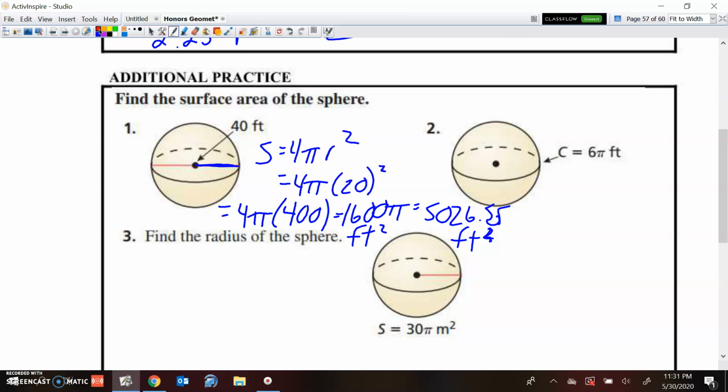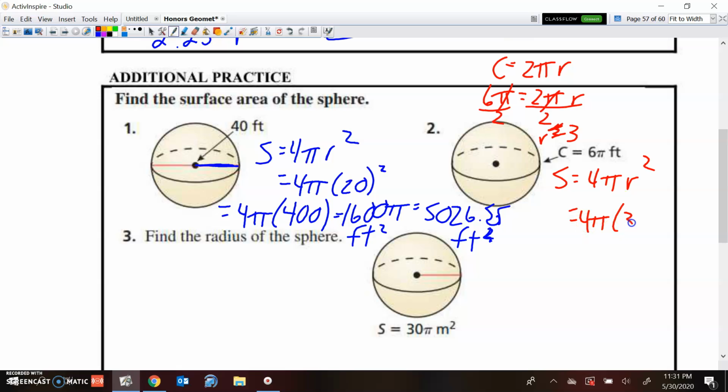Okay, let's do number 2. Here they're giving me the circumference, so I'm going to do a little bit of back work. Circumference of a circle is 2 pi r, so circumference here is 6 pi. My pi's are going to cancel. It's always nice when that happens. Divide by 2, so the radius is 3. So now I can substitute that into 4 pi r squared. 4 pi 3 squared. 4 times pi times 9, which is 36 pi feet squared, which is approximately, I shouldn't put equals, but approximately 113.1 feet squared.